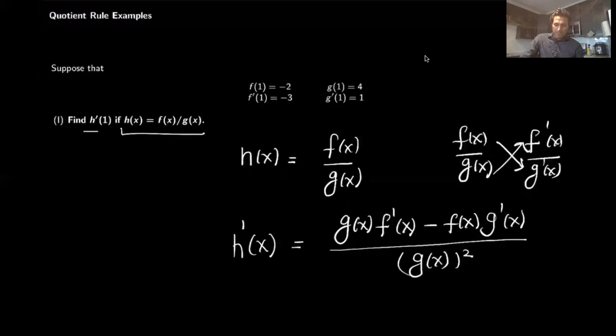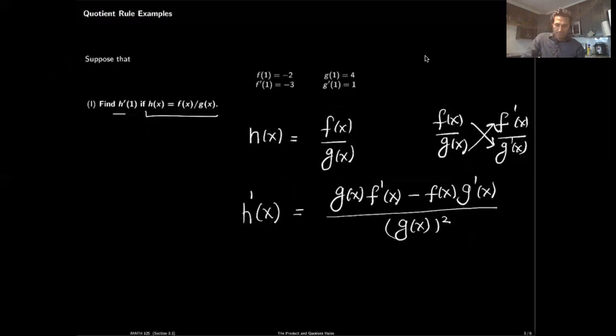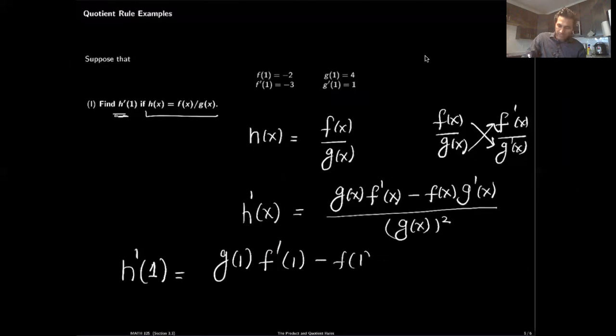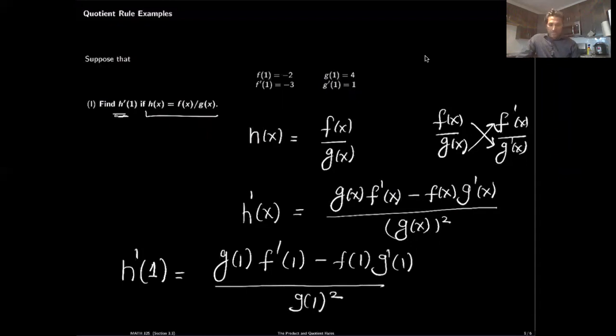So now I need to plug in, because I need to calculate the derivative at 1. So I will replace x by 1. If I do that, I get g at 1, then g prime at 1, and f at 1, and f times g prime at 1, divided by g at 1 squared. I have the values of g at 1 and f prime at 1 from the table, and I will plug all these values in here and calculate my final answer.